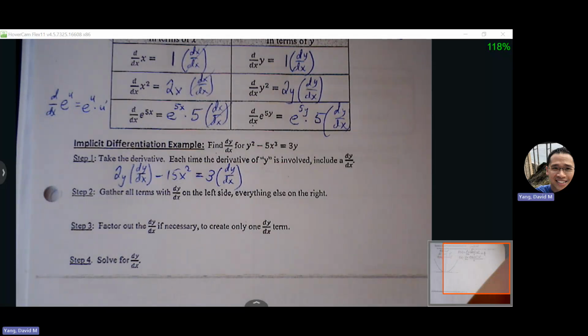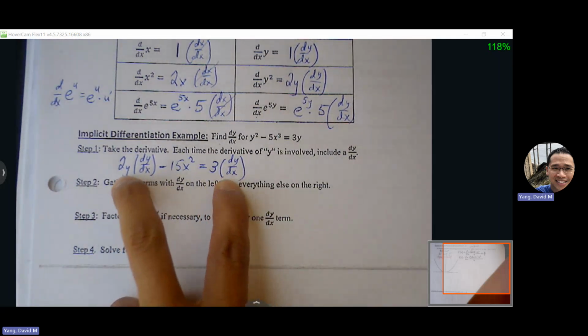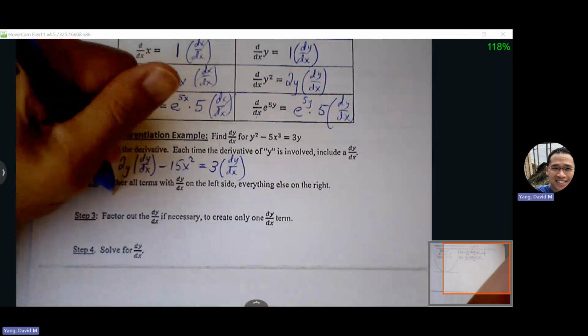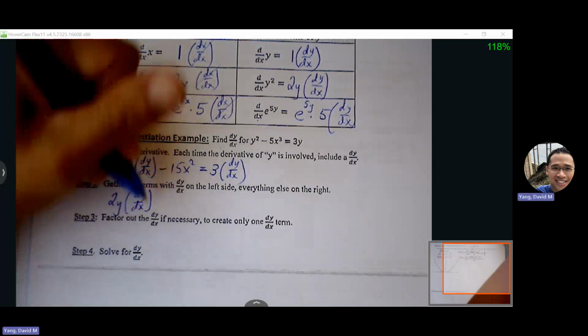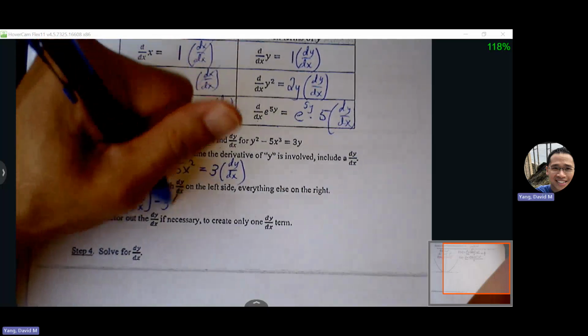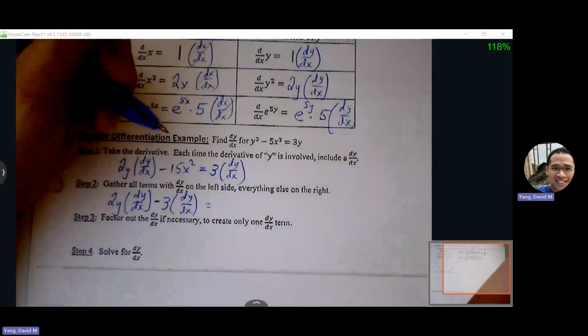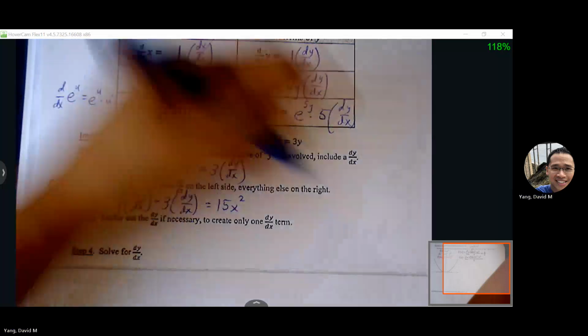Next up, we're going to gather all the terms with dy dx on the left side, everything else on the right. So we have two terms that include dy dx. So we're going to group them together, gather them together on the left side. They say left side, but you could do it on the right side as well. It's just typically we're more used to having the variable that we're trying to solve for on the left side, but it doesn't have to be.